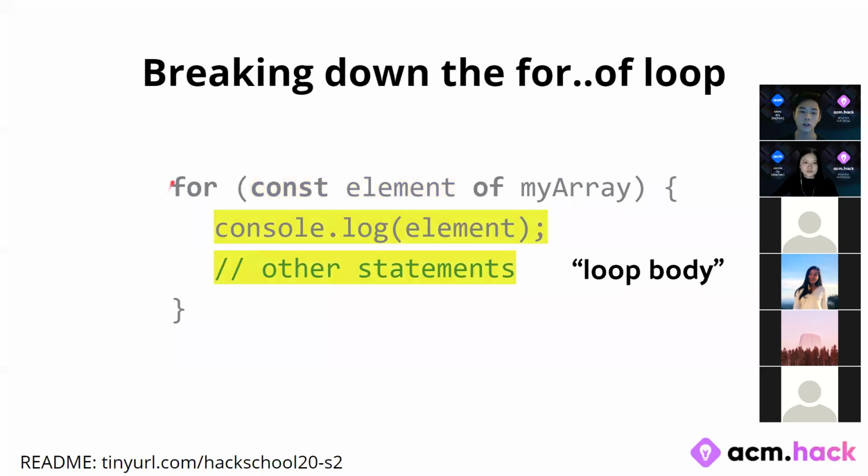The reason we call this pattern a loop is because for every element in our array, we're going to run the code in here each time. So there's a very literal way to read this for of loop: for every element of my array, run the following code. Right now, all it's doing is console.log element, but you can do other stuff with it as well.